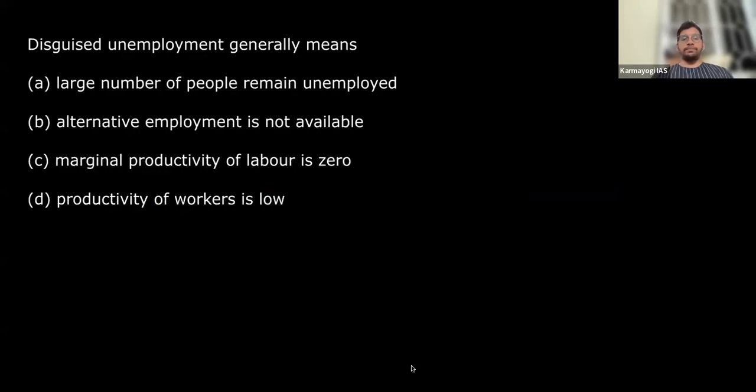You can revise quickly. Next, disguised unemployment generally means that a large number of people remain unemployed, alternative employment is not available, and the marginal productivity of labor is 0. So disguised unemployment means many people are working, but the productivity is 0, right? Agriculture is an example, with family labor. 10 people are deployed on 1 acre, but there is no increase in productivity. They are just working for the sake of employment. So marginal productivity is 0. So the answer is C.